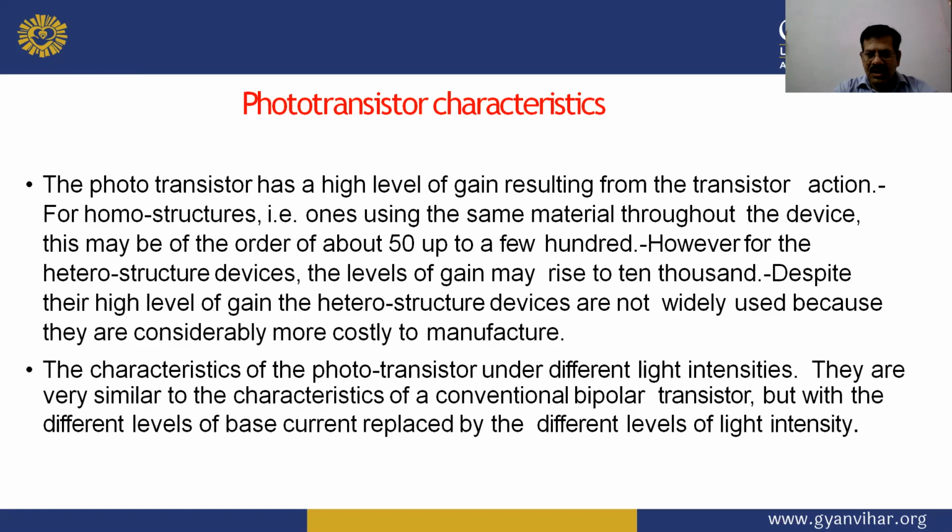transistor, with the different levels of base current replaced by the different levels of light intensity, because in the BJT, the base current is here replaced by the light intensity in the phototransistor.